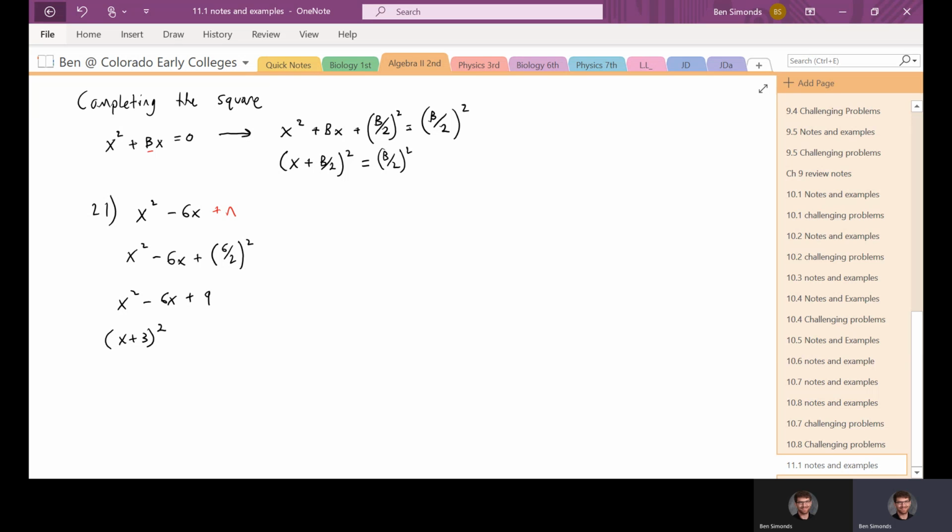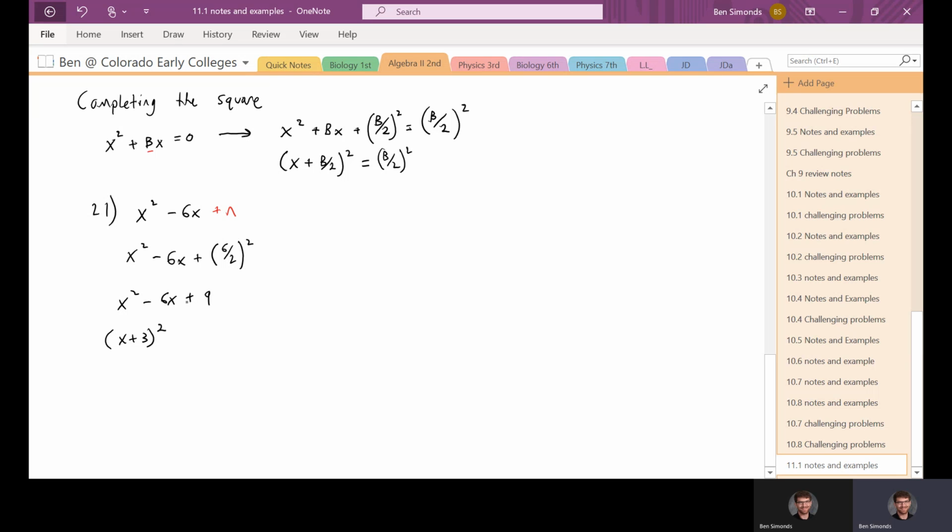So again, the goal is you take what is multiplied by the single x here. We've got x squared plus or minus, doesn't matter, something times x. So you take whatever that something times x is, cut it in half and square it.